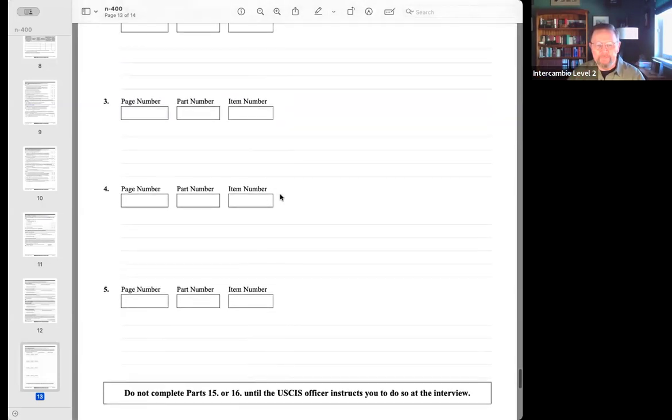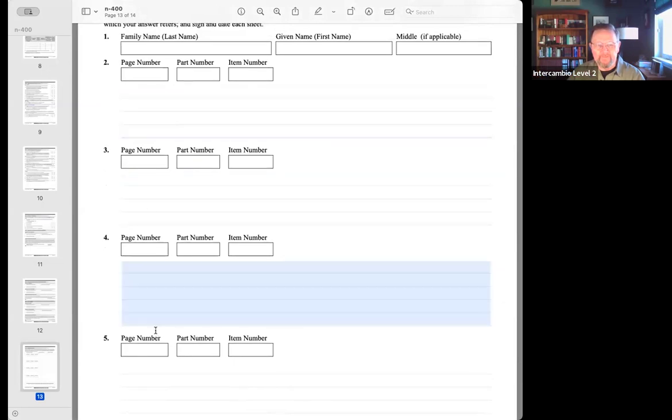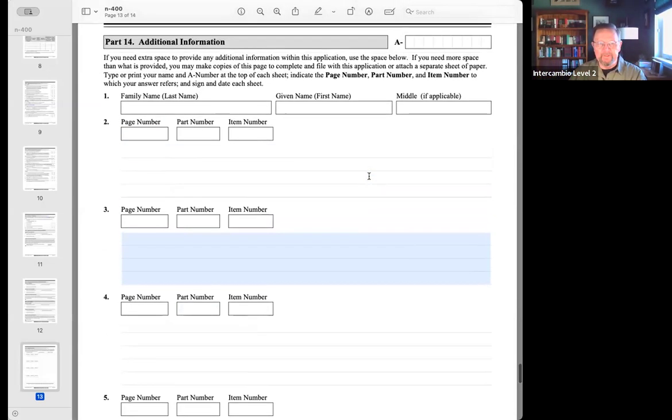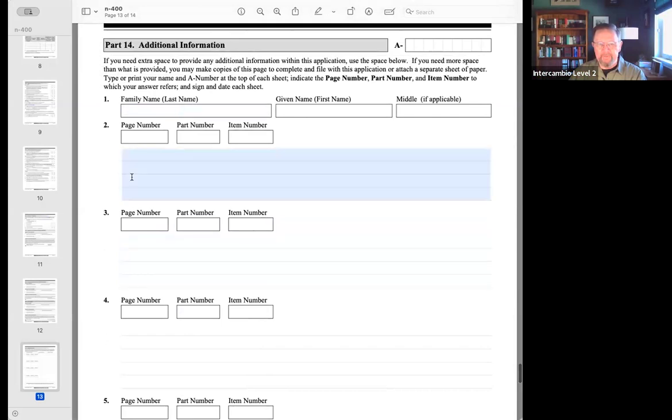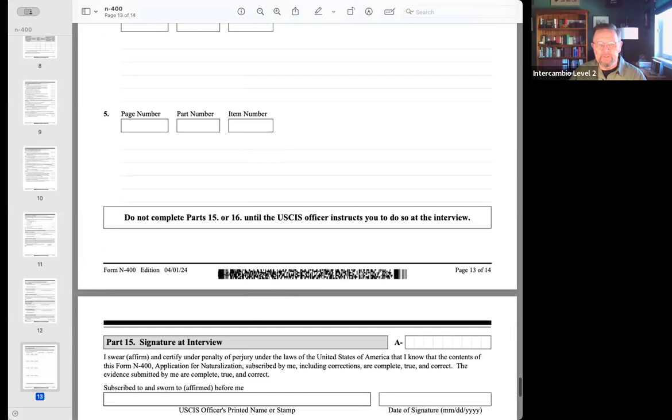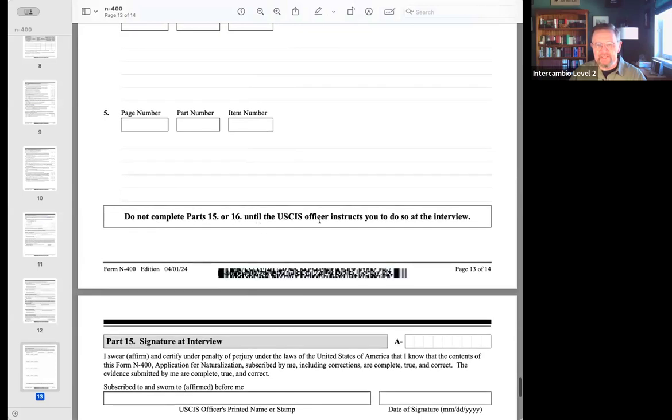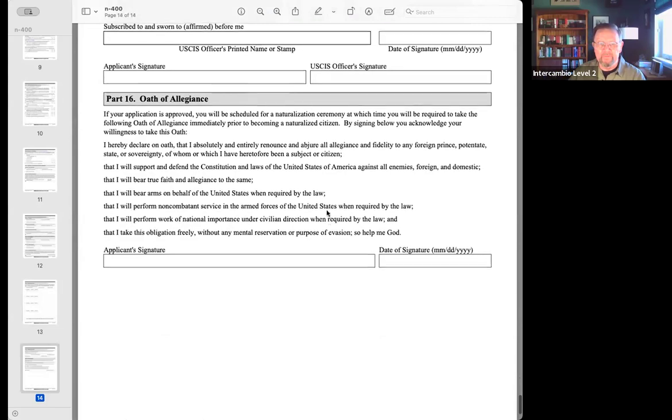And if you had to answer more than these 5 additional pieces of information, you take an 8.5 by 11 sheet of paper and put at the top of it part 14 and just copy the same information that you're giving here in the additional spots that you would need to provide, and include that with your application. So you don't complete part 15 or 16 until somebody at the USCIS tells you to do it, like at your interview or when you take the oath of allegiance.